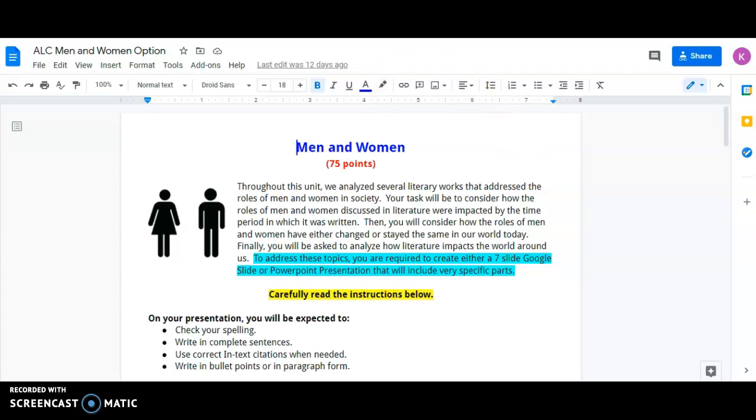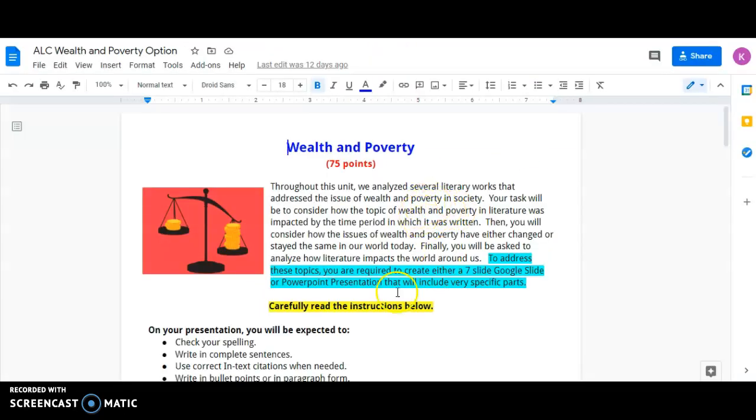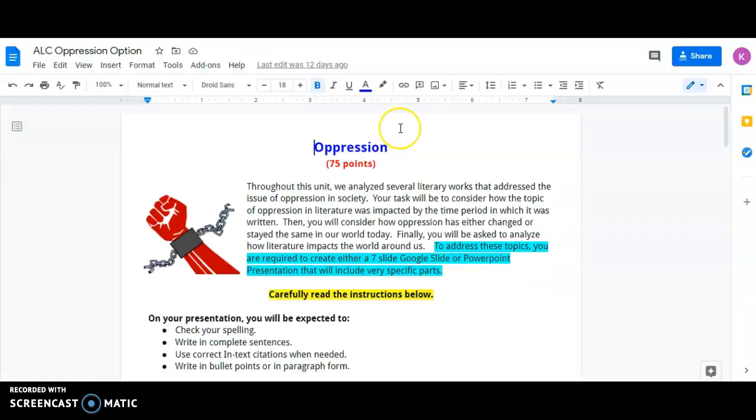It's very similar with the other 2 options. If you choose wealth and poverty, you'll be asked how that was impacted by the time it was written and whether or not those issues have changed or stayed the same. And if you choose oppression, again, you'll talk about literature and how it was impacted by the time period it was written in, and then you'll consider how oppression has either changed or stayed the same in our world. And finally, you'll be asked to analyze how literature impacts the world around us.